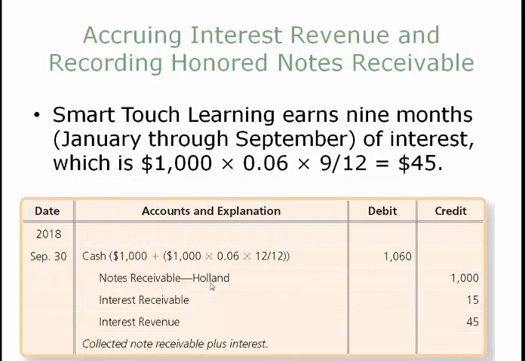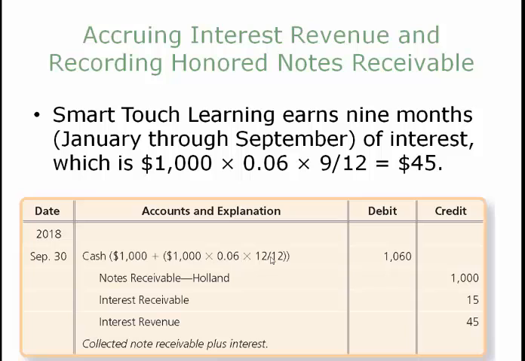Then when the note comes to maturity at the end of the time, we're going to collect cash $1,060, which is really the interest rate for the year. And this looked kind of silly right here with the 12 divided by 12. But what that's really saying is that's for a whole year. It's 12 months, and we're now at maturity, so it's 12 months. And we're going to debit cash for that amount, $1,060. We're going to credit notes receivable for $1,000. We're going to credit interest receivable, which we set up earlier at the end of the year, for $15. And we're going to credit interest revenue for $45.